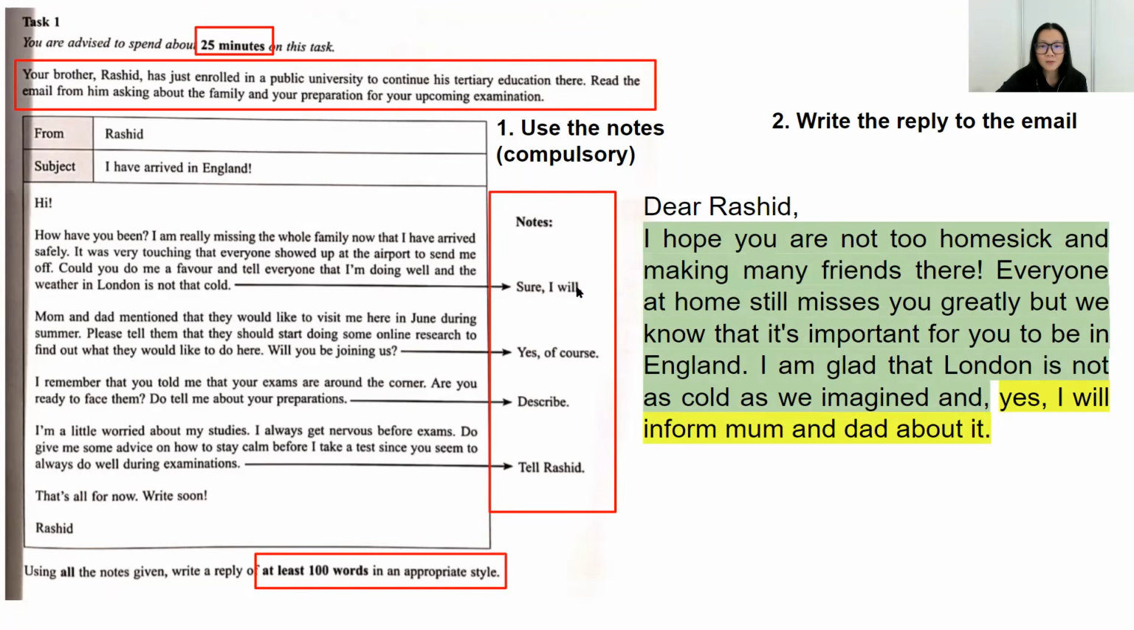All right, so if you're targeting something of a higher band like 5, your expansion does need to be quite elaborate. Okay, so: "Dear Rashid, I hope you are not too homesick and making many friends there. Everyone at home still misses you greatly" because your brother talked about missing the family, right? "But we know that it's important for you to be in England. I'm glad that London is not as cold as we imagined" because he mentioned the weather. "And yes, I will inform Mom and Dad about it."